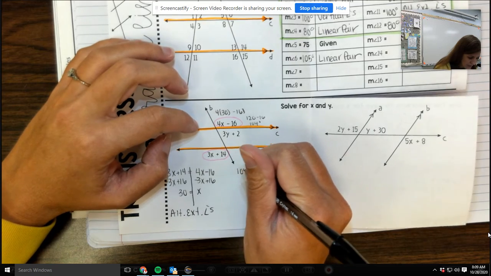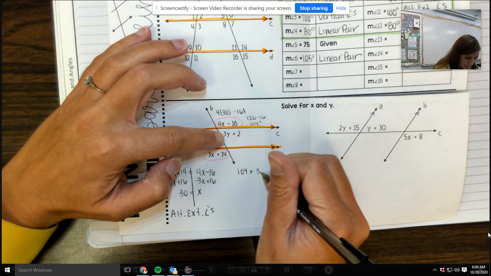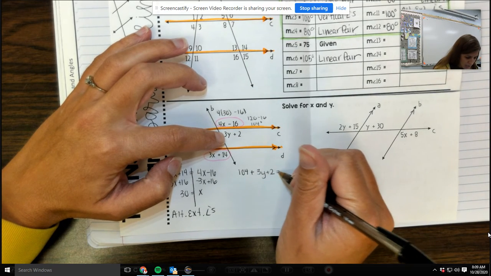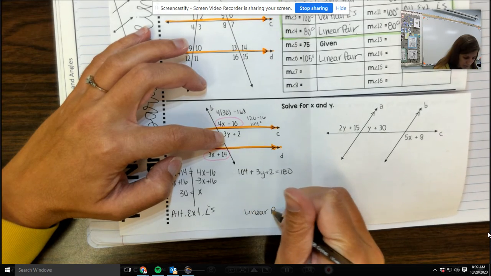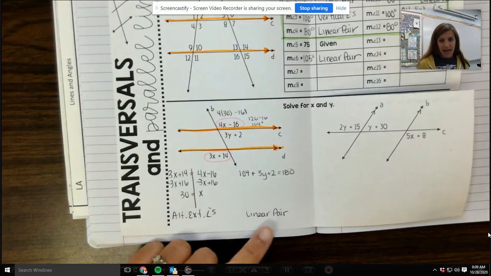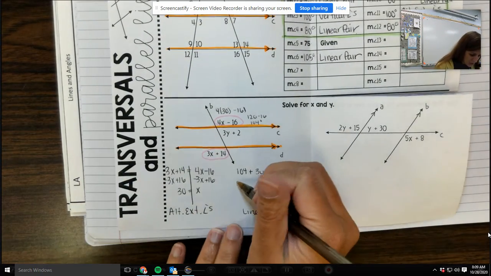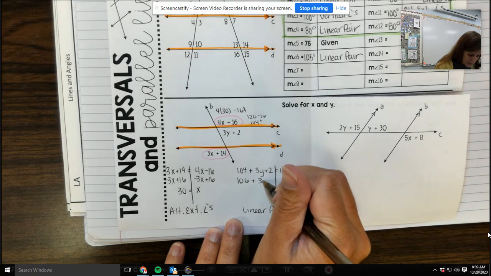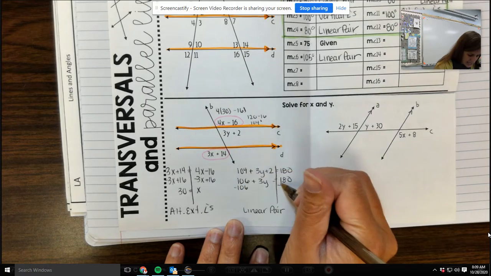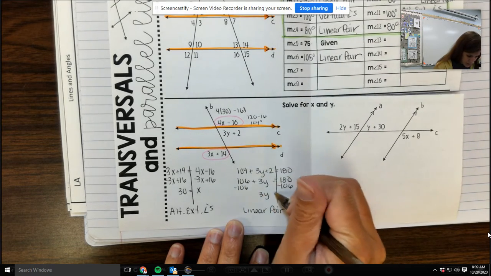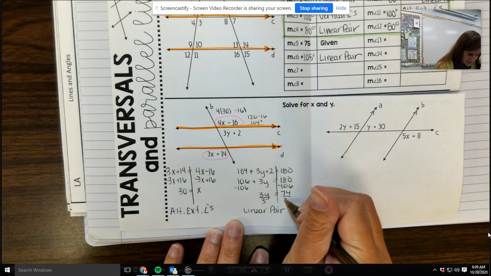So I can do 104, which is this angle here, plus the 3y plus 2 equals 180, because again, they were a linear pair. So I can almost put the reason right now. I know I'm writing that equation because I have a linear pair. So then when I want to solve, I want to combine my like terms. So I'll have 106 plus 3y equals 180. We'll subtract that 106 to get y alone. And so we'll have 74 and then divide by 3, and I feel like that's going to go evenly.